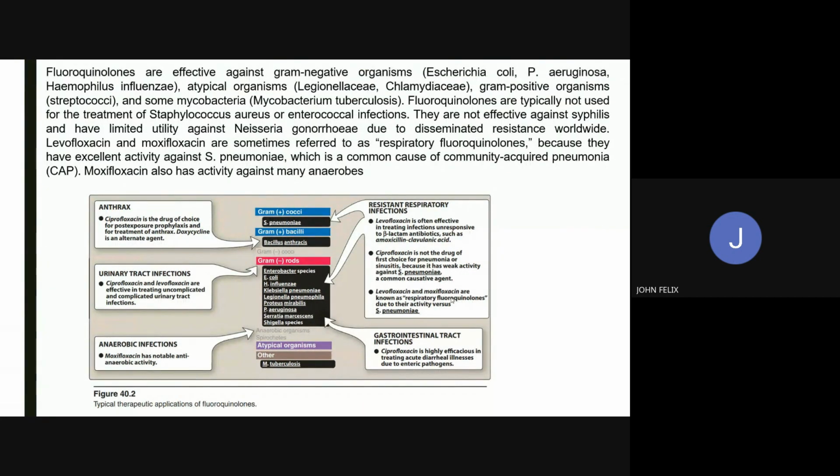We have the spectrum coverage here. It covers gram-positive cocci and gram-negative bacilli, and it mainly acts against most of the gram-negative rods and atypical organisms as well. Ciprofloxacin and levofloxacin are the drug of choice for UTIs, and moxifloxacin is used in anaerobic infections. Resistant respiratory tract infections are treated with levofloxacin and moxifloxacin, and gastrointestinal tract infections are treated with ciprofloxacin. Next.